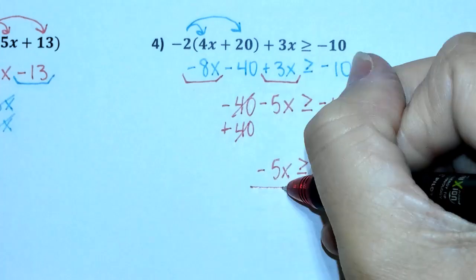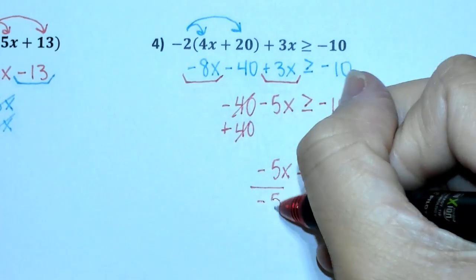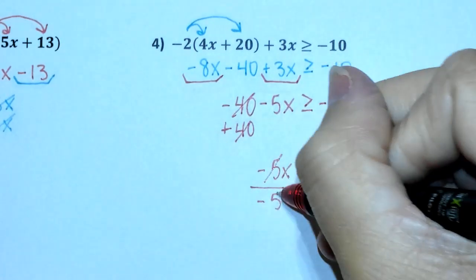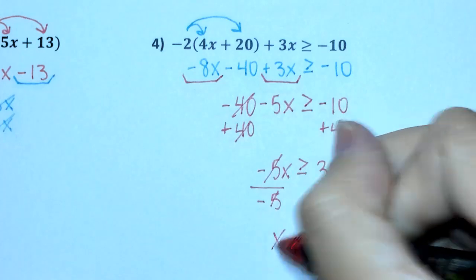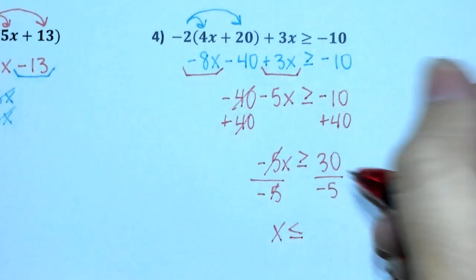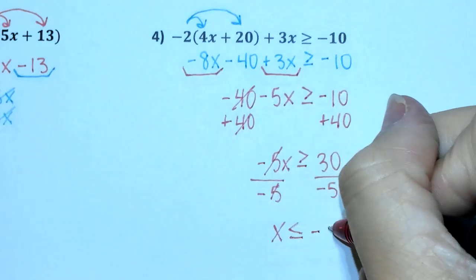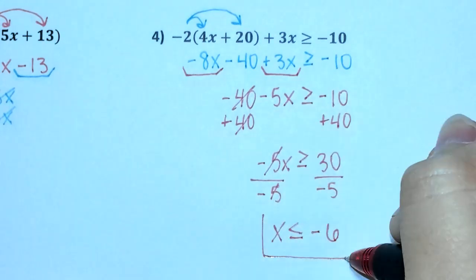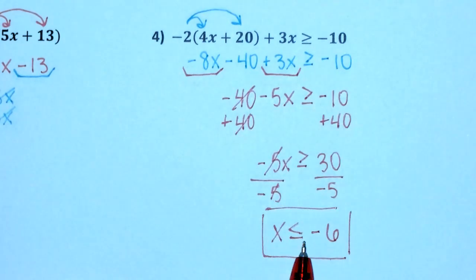And my last step here would be to divide both sides by negative 5. My negative 5's cancel, leaves me with just x, but because I divided by a negative number, I flip my sign. And 30 divided by negative 5 is a negative 6. So x is less than or equal to negative 6. And that concludes today's note.